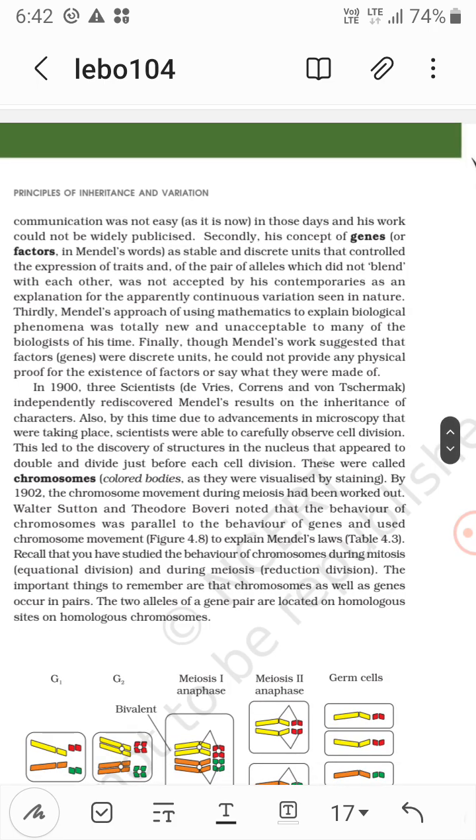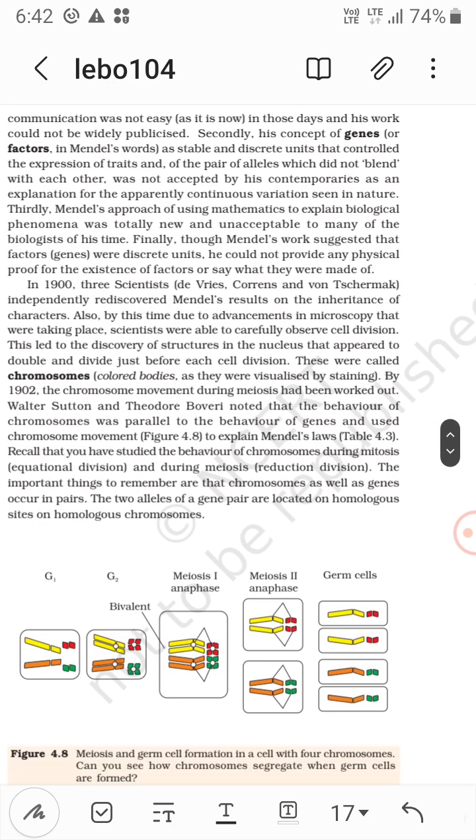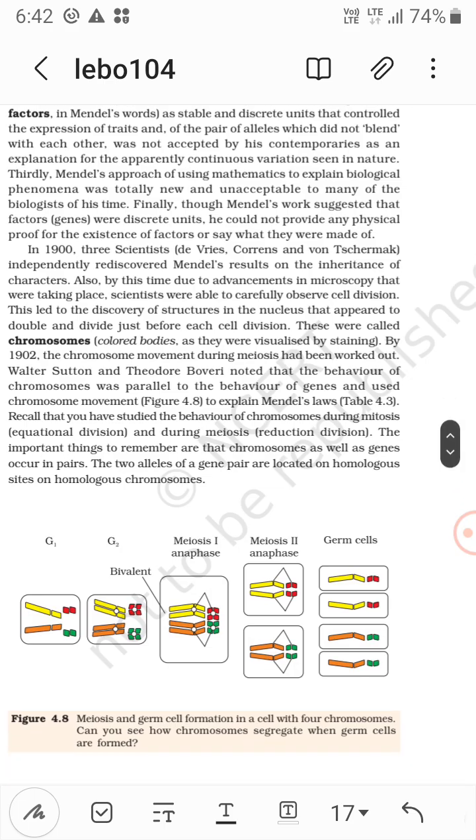Finally, though Mendel's work suggested that factors, genes, were discrete units, he could not provide any physical proof for the existence of factors, or say what they were made of. So in 1900, scientists De Vries, Correns and Tschermak independently rediscovered Mendel's research on the inheritance of characters.